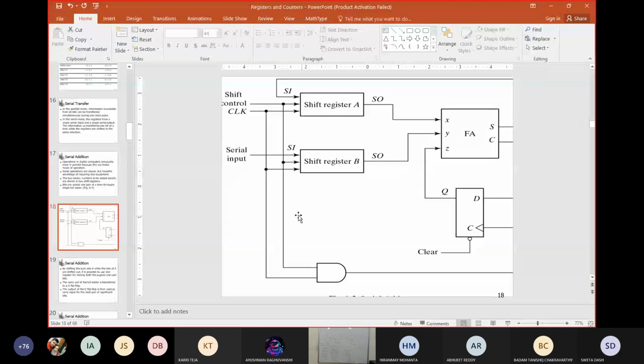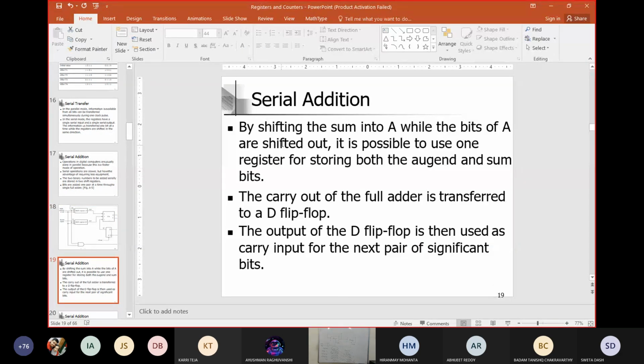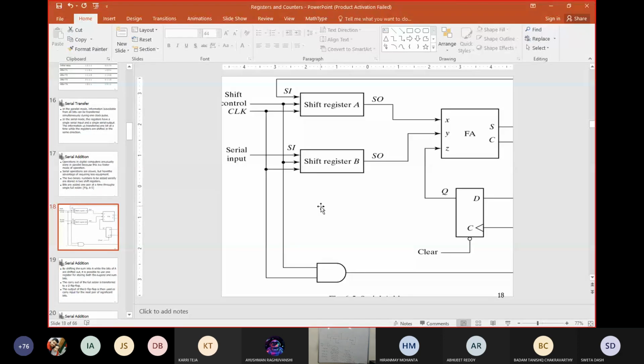Okay. Now just check how the serial addition is going on. By shifting the sum into A while the bits of A are shifted out, it is possible to use the register for storing both the argument and the sum bits. Now see here, you might be wondering, when you are doing addition, let us consider we have x, y, z. X plus y, and the full adder can do this, right? But I also wanted to store the intermediate additions. Can I use a register there?